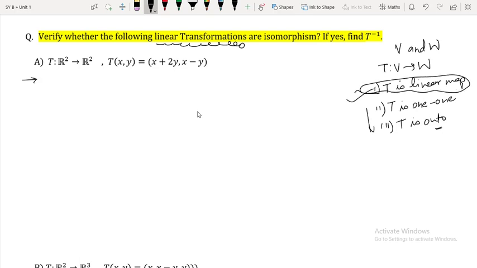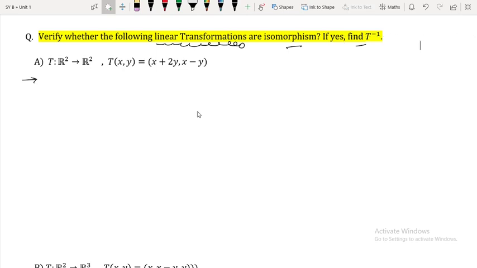So we are only supposed to check whether the given linear transformations are 1-1 and onto. So if it is both 1-1 and onto, then we can say that it is an isomorphism, and if it is an isomorphism then we will find T inverse, right? Let us go then. So first of all we will check whether T is 1-1 or not.